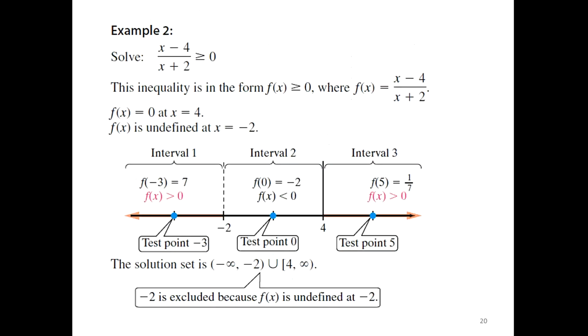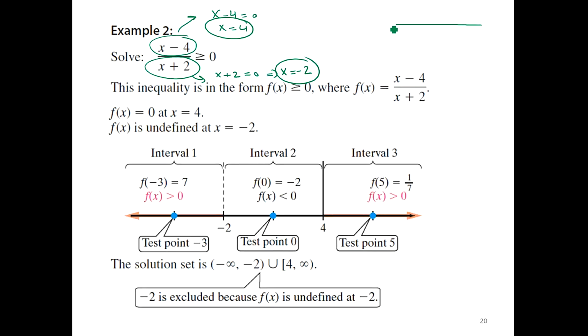Also, we can apply this method on the fraction. Look at this. If we have a fraction or rational inequality, we must find the zeros of the numerator and denominator. So x minus 4 equals 0 and x plus 2 equals 0. We can conclude x equals 4, and from here x equals negative 2. So we have 2 zeros: x equals 4 and x equals negative 2.